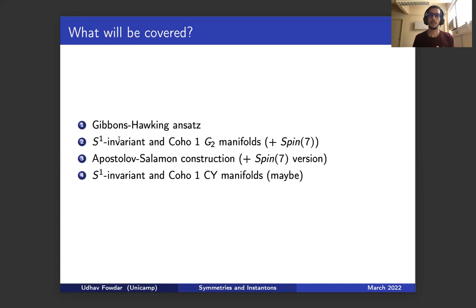And finally, I might also discuss certain S1-invariant asymptotically conical examples of Calabi-Yau manifolds and instantons on these spaces. Thank you.